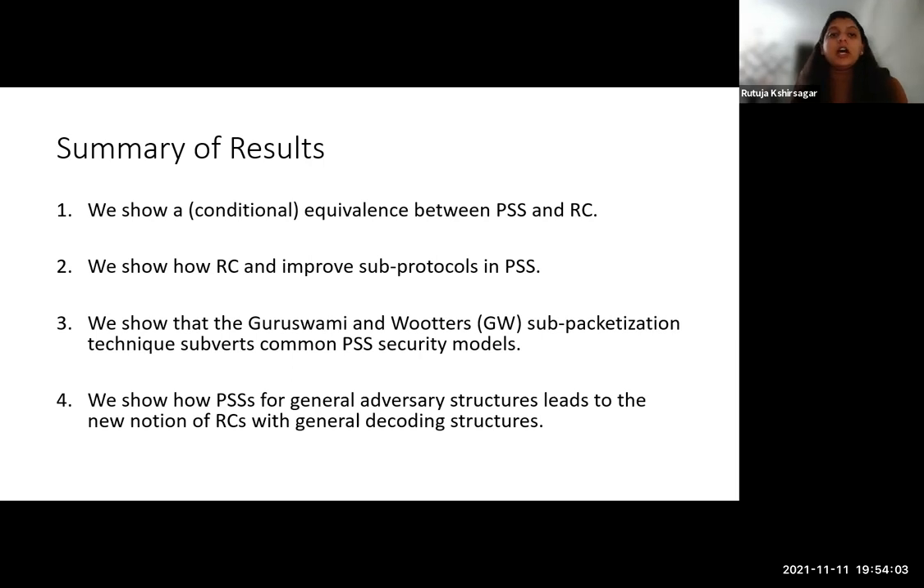And finally, there exist general adversary structures for proactive secret sharing schemes. And because of this equivalence that we showed between proactive secret sharing and regenerating codes, a new notion of generalized decoding structures can be defined for regenerating codes as well.